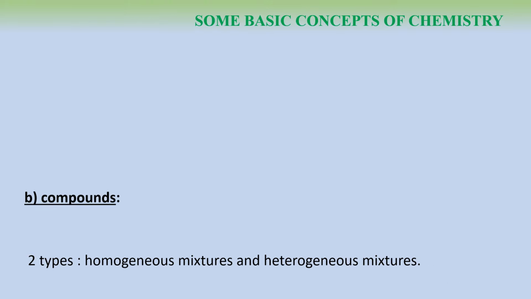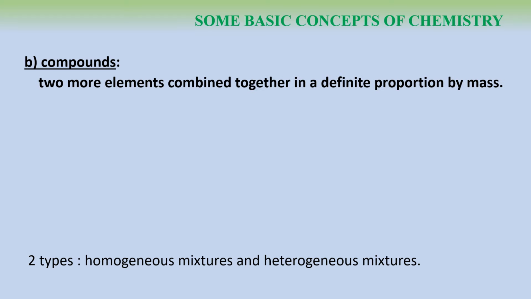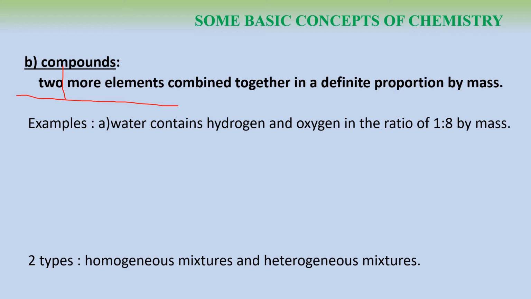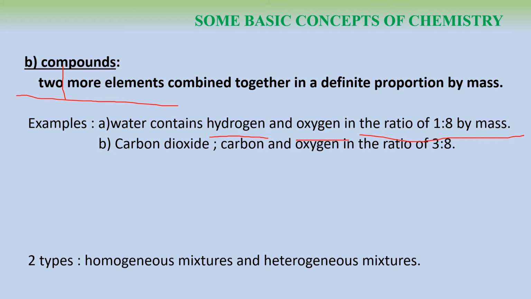Okay, let's move on to compounds. What are compounds? Compounds are nothing but two or more elements combined together in a definite proportion by mass. For example, you can take water, it contains hydrogen and oxygen in a fixed ratio by mass, 1 is to 8 by mass. Okay. Next one, carbon dioxide. Carbon is one element and oxygen is one element. Together they form a compound.